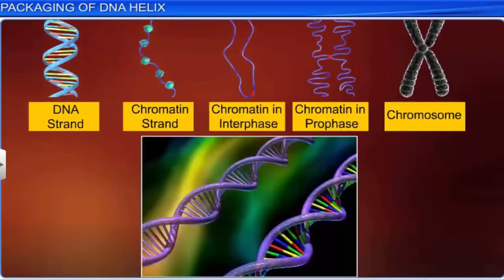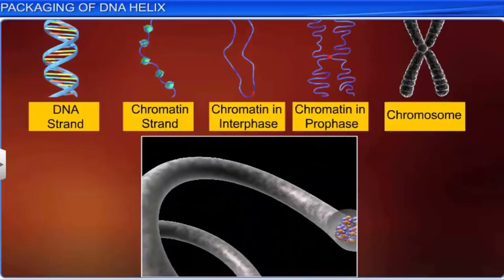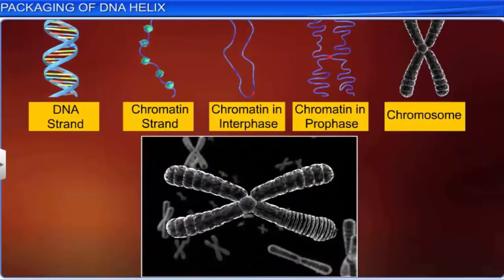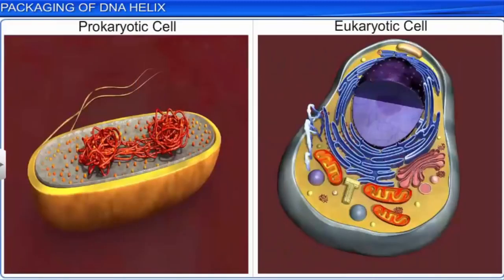These chromatin fibers coil further and condense to form short and thick bodies called chromosomes during the metaphase stage of cell division. In this way, a DNA double helix is packaged into a chromosome, which is further packaged within the nucleus.